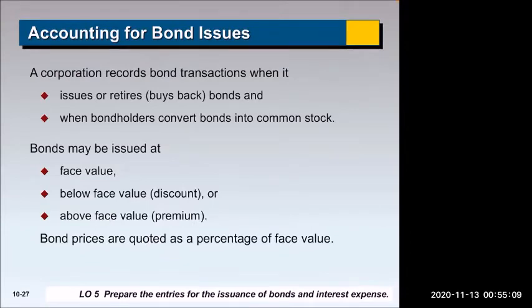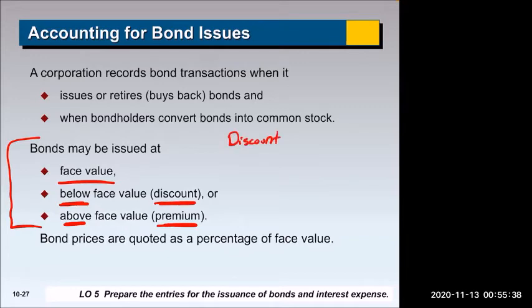So bonds can be issued. This is important right here. Remember, when I say something's important, just understand it's important. Bonds can be issued at their face value, below face value, at a discount, or above face value at a premium. Okay, I'm about to write down a couple of important things. I just want to define them right now. When we say the word discount, as it relates to bonds, now there's other discounts that we've talked about, but the discounts for bonds.